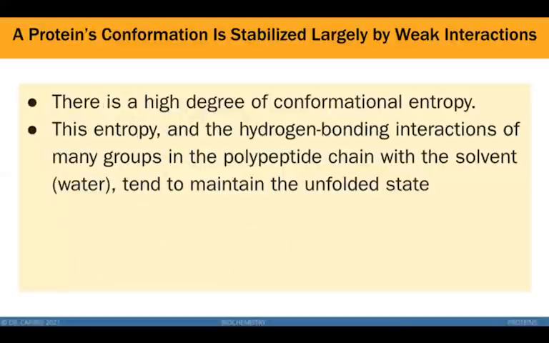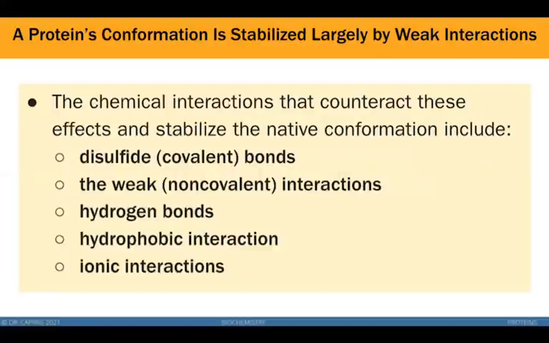Now remember from chapter 1 in biochemistry, when you say entropy, it is the state of randomness. It's the degree of randomness of a system. So if you put a protein in an aqueous environment, the tendency is that that protein will be favoring a state of randomness. And in order to counteract that randomness, we need to have these weak interactions.